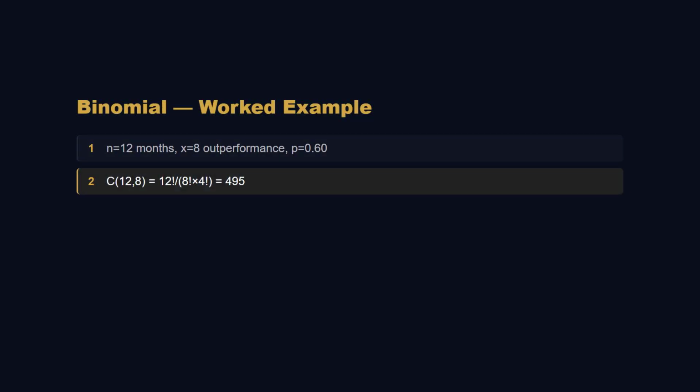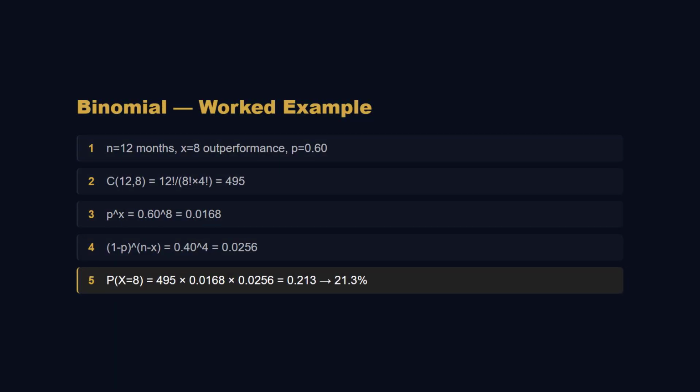A fund outperforms in any month with p equals 0.6. In 12 months, what is the probability of exactly 8 months of outperformance? Step 1. Identify n equals 12, x equals 8, p equals 0.6. Step 2. Calculate C of 12, 8. That is 12 factorial divided by 8 factorial times 4 factorial, which is 495.